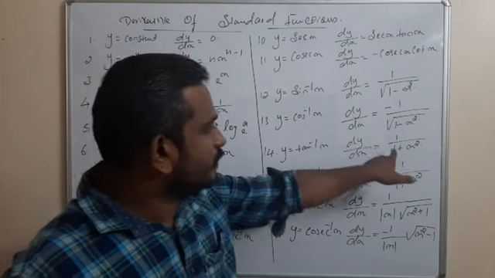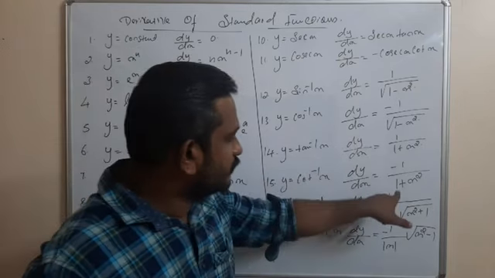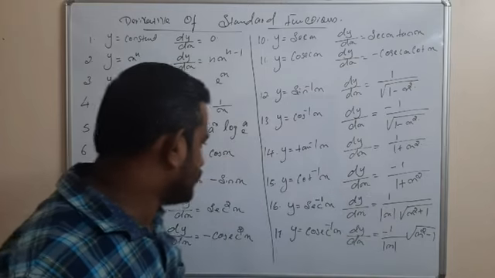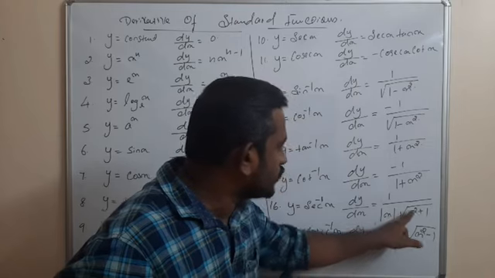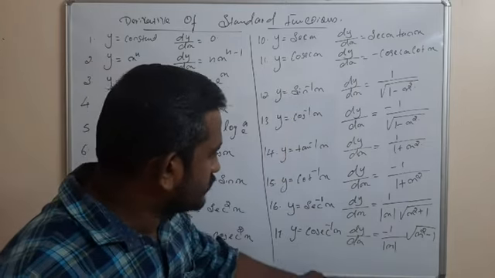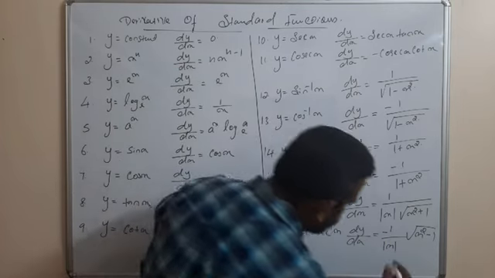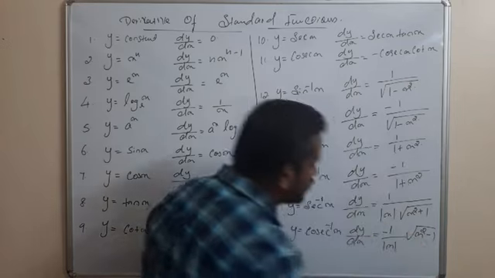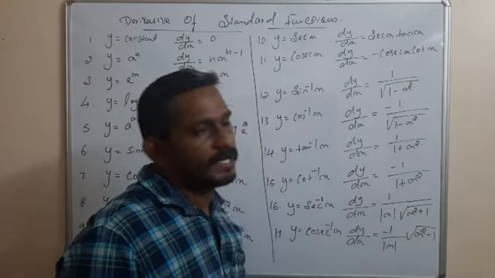Tan inverse x, 1 divided by 1 plus x square. Cot inverse x, minus 1 divided by 1 plus x square. Secant inverse x, 1 divided by mod x into root of x square minus 1. y is equal to cosecant inverse x, dy by dx equal to minus 1 divided by mod x into root of x square minus 1.